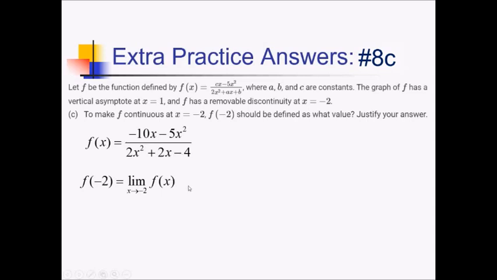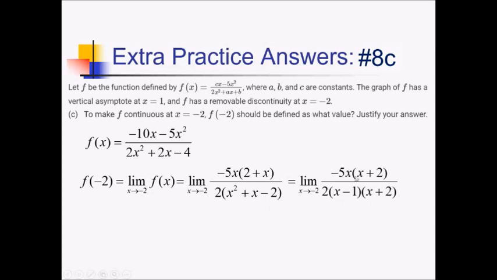Now, to find the limit, we already know that plugging in negative 2 over 2 is not going to get us anywhere. So we need to first factor and cancel out. My numerator, I can factor out a negative 5x. That would leave me with 2 plus x. And in the denominator, I can at the very least take out a 2. So that's going to be x squared plus x minus 2 left over. And then doing a little more factoring, things that multiply to negative 2 and add up to positive 1. That would be x minus 1 and x plus 2.